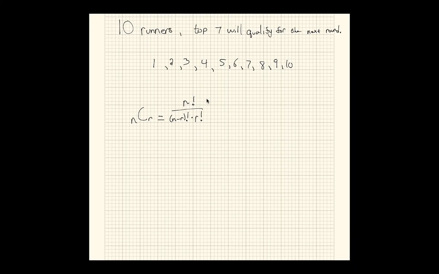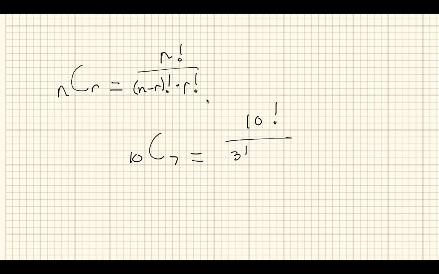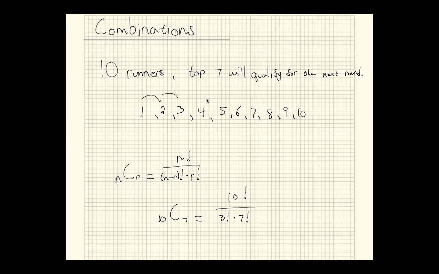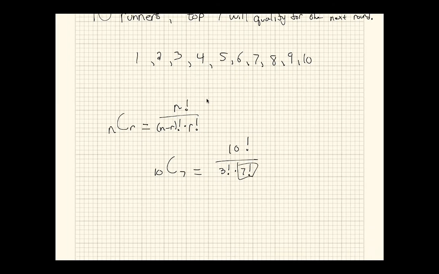So if I was trying to find 10C7, it's 10 factorial over 10 minus 7, which is 3 factorial, times 7 factorial. Basically what this part does is it divides by all of the ones we accidentally counted twice. If I took 1, 2, 3, 4, 5, 6, and 7, that's one outcome. Well, let's say I picked 1 first, then 3, then 2, 4, 5, 6, and 7. I accidentally counted the same group twice. So this divides by all the ones I would have counted twice.